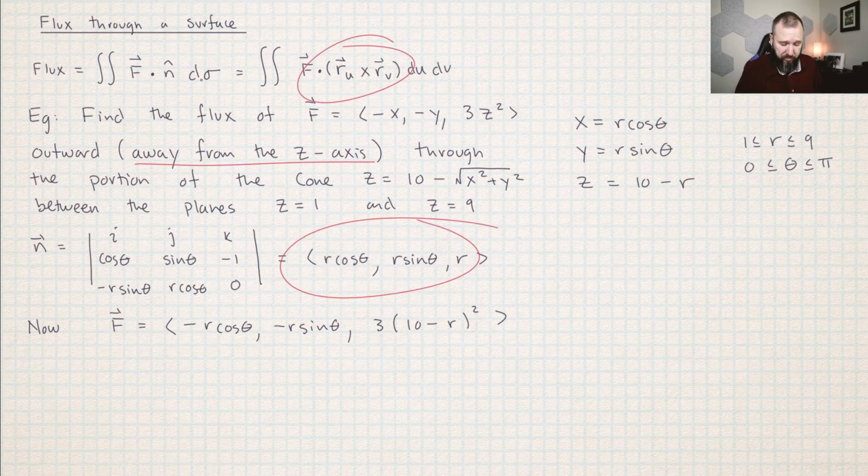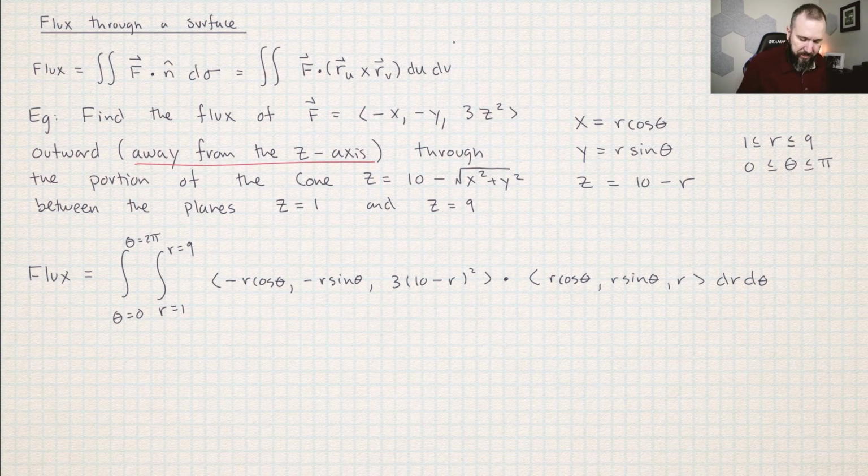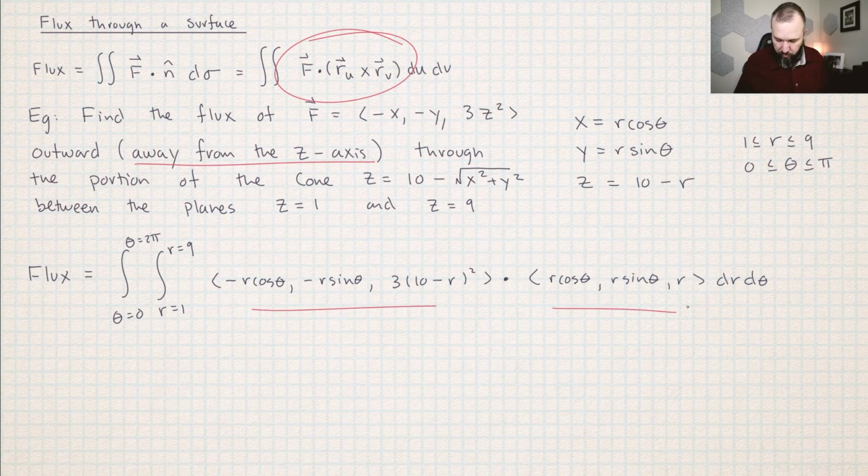So we are really close to having this thing set up. Let me just kind of make room here and set this up. All I did here was I just plugged everything into this equation right there. So I just literally copied down what F was and what r sub u cross r sub v was.